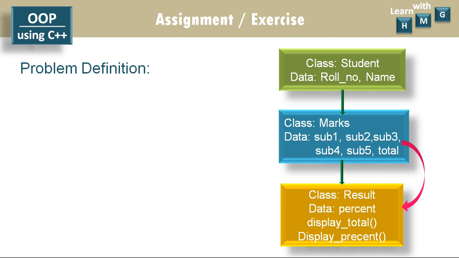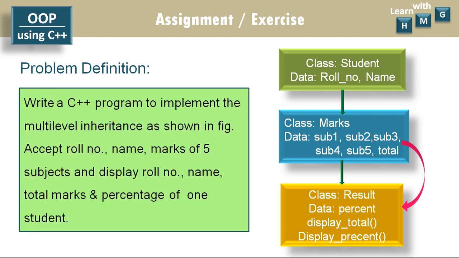So the complete problem definition is like this. Write a C++ program to implement the multi-level inheritance as shown in figure. Accept roll number, name, marks of 5 subjects and display roll number, name, total marks and percentage marks of 1 student.